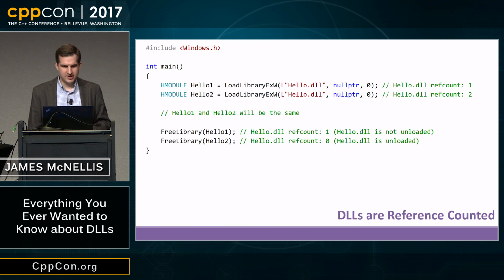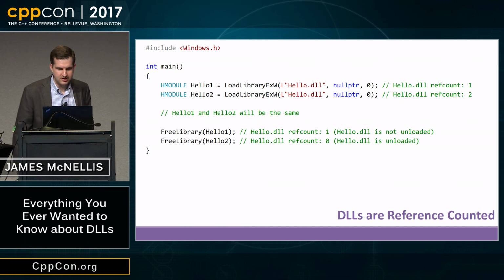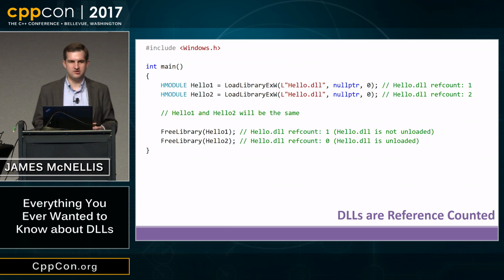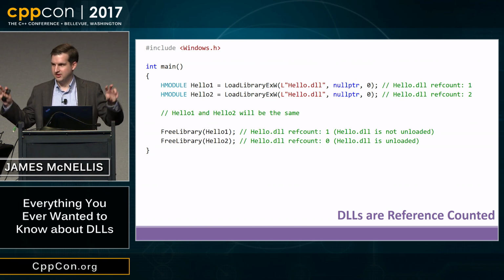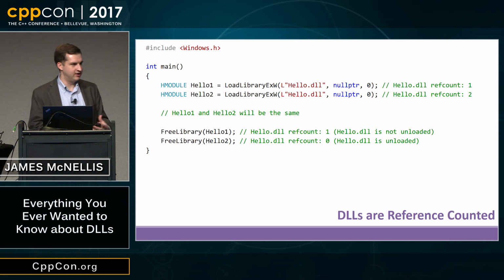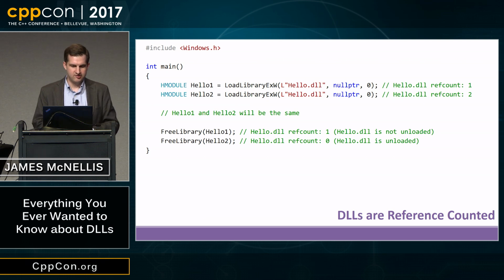So before I get into all that, I just wanted to note, DLLs are reference counted. So for example, here, if we call LoadLibrary twice on hello.dll, the first time it will load the DLL and its ref count will be 1. If you call it again, the ref count will then just be incremented to 2. It's not going to load the DLL a second time. Both hello1 and hello2 will be the same value, same handle. And then when we call FreeLibrary on the first of those, it'll just decrement the ref count. It won't actually unload the DLL. And then when we call FreeLibrary a second time, it will then unload the DLL.